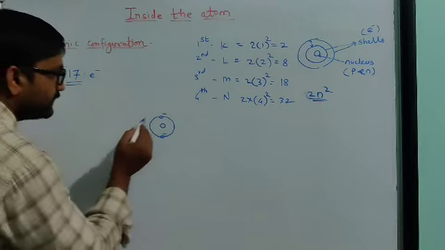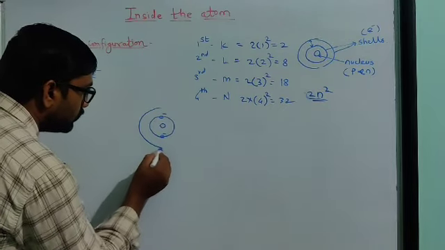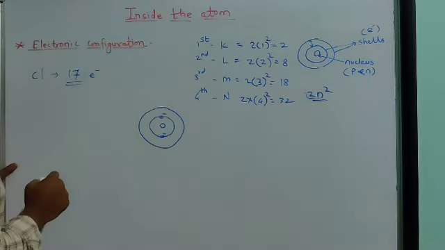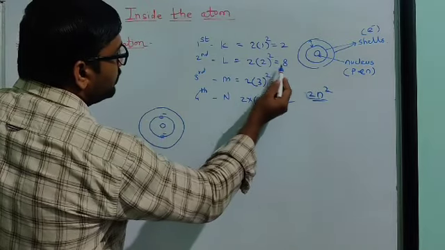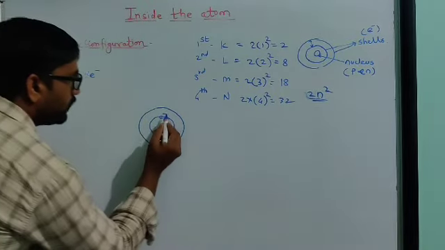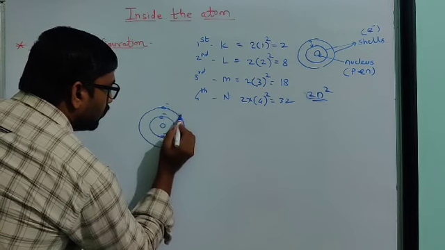Now the second shell, look, suppose this is the second shell. Now what is the maximum capacity of the second shell? That is 8. So look at these 8 electrons.